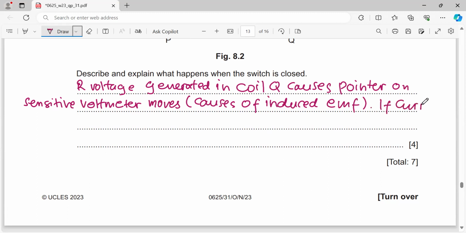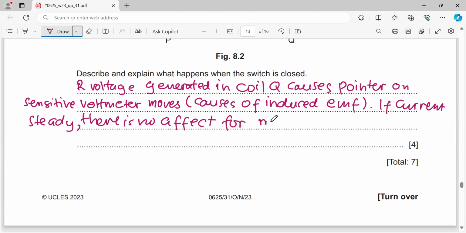So if the current is steady, I mean, there is no effect, because there is no magnetic field change.